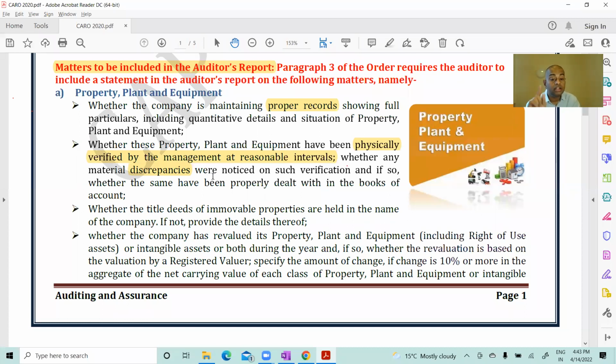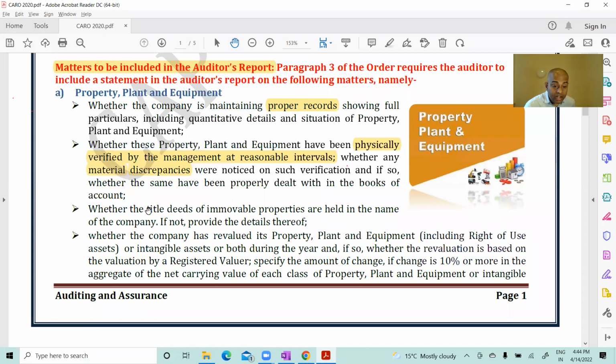First point, discrepancies noticed, material discrepancies. So here CARO gave it to the discretion of the auditor. If I am the auditor, I can consider 3% to be material, 2% to be material, 8% to be material, 10% to be material. So here, material discrepancy: auditor, up to you, my dear auditor.